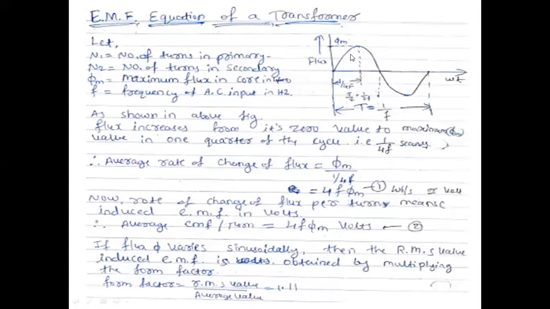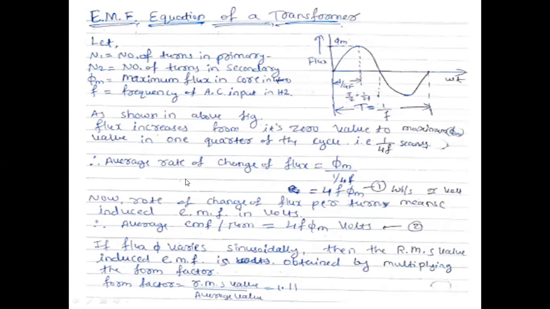So it takes one quarter cycle for the flux to reach its maximum value phi m. As shown in the above figure, the flux increases from zero to maximum in one quarter cycle. This is one quarter cycle, two quarter cycles, three and four quarter cycles. Joining four quarter cycles gives one complete cycle. So the time for the flux to rise is 1 by 4f seconds.